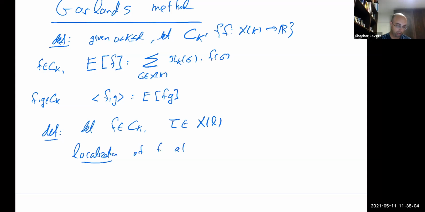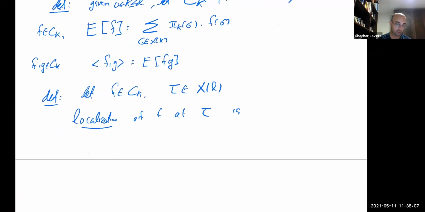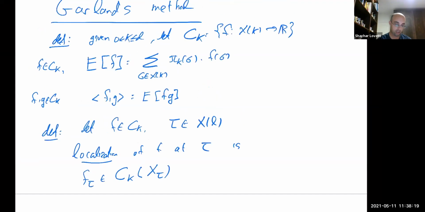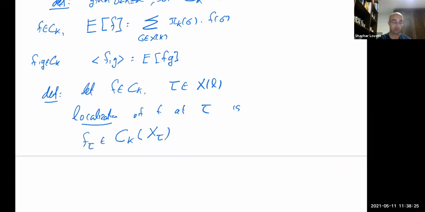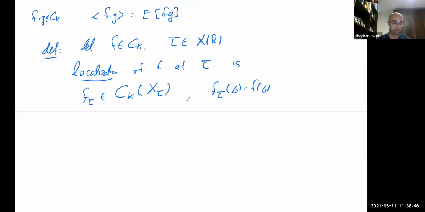of f at tau, which we denote f tau, is going to live in Ck of the complex X tau. Before, when I wrote Ck, if I want to specify what the complex is, I write Ck of X. So I'm going to go to the kth level of the link of tau. These correspond to faces of level k plus l in the original complex. And it's going to be defined the following way: f tau of sigma is f of sigma, whenever it's defined. So okay, this might seem mysterious. What do I mean by that?